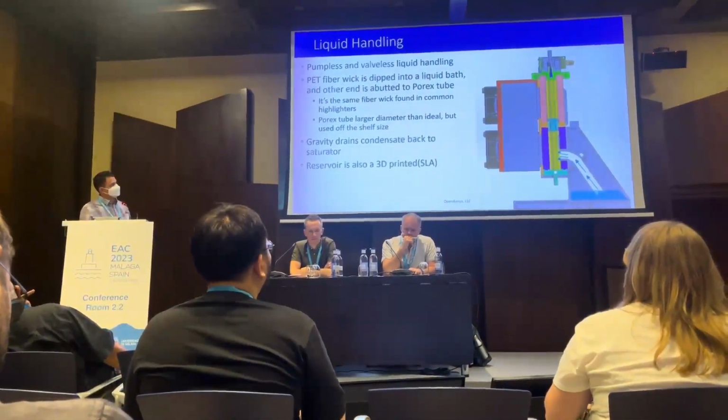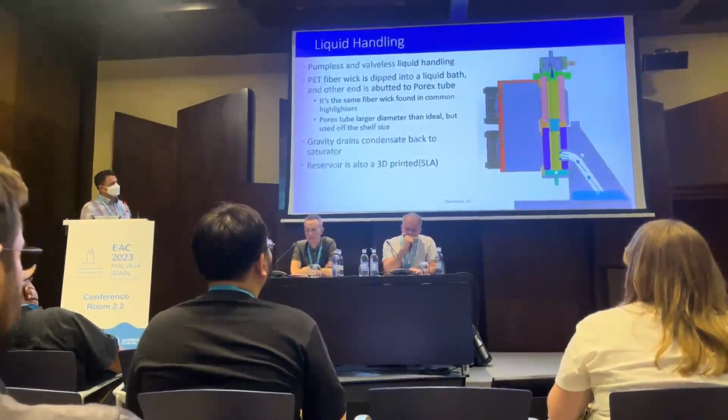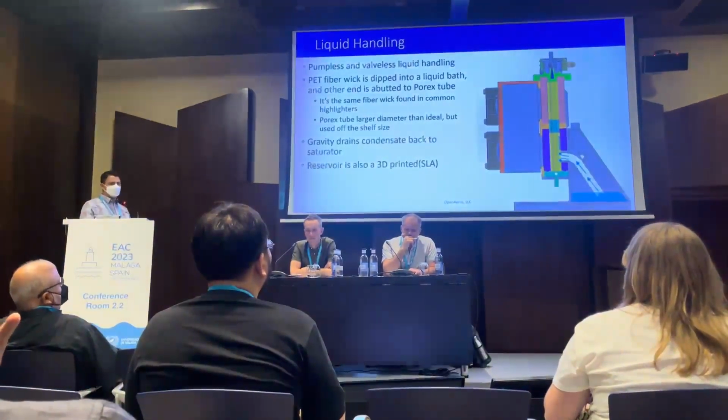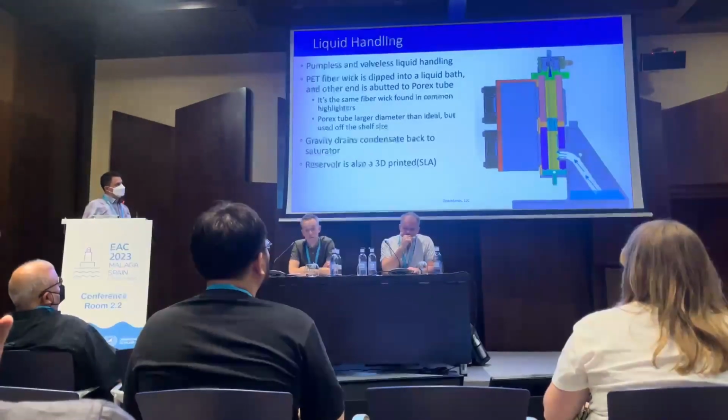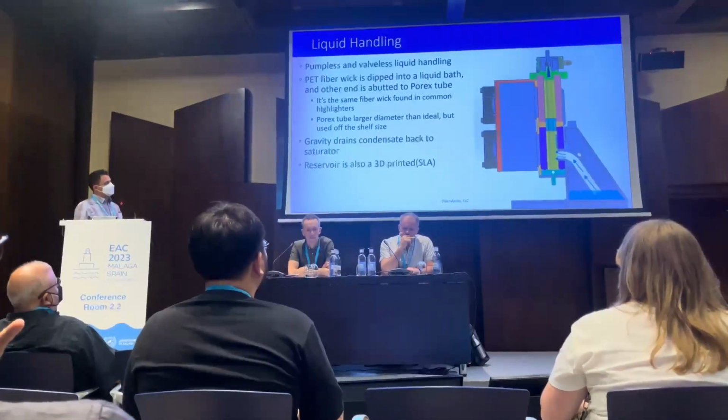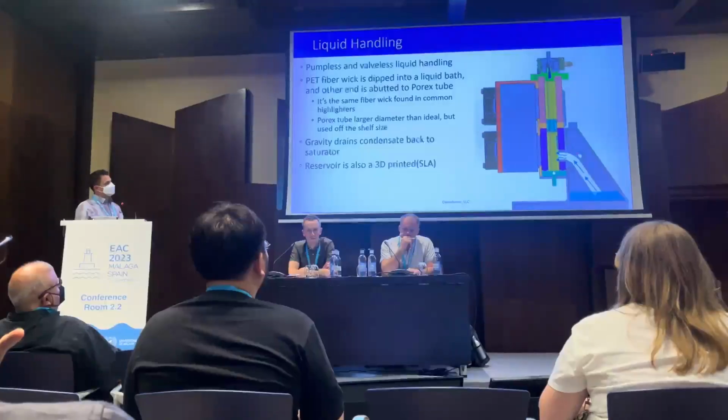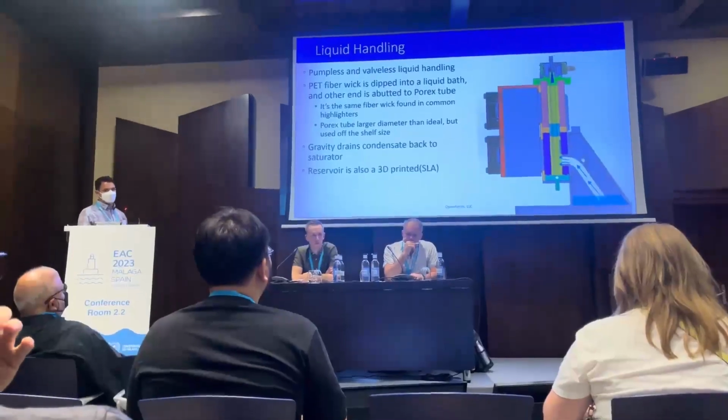There is a PET fiber wick. For those who are not familiar with PET fiber wicks, they're inside every highlighter that you buy, holding all the liquid in the highlighter. It works great, and we basically use capillary surface tension to wick up liquid. It's in contrast to a Porex wick.